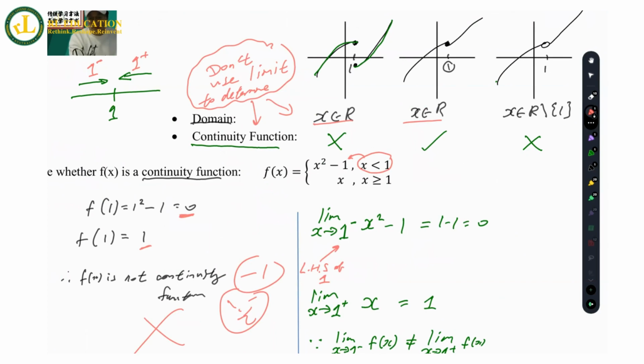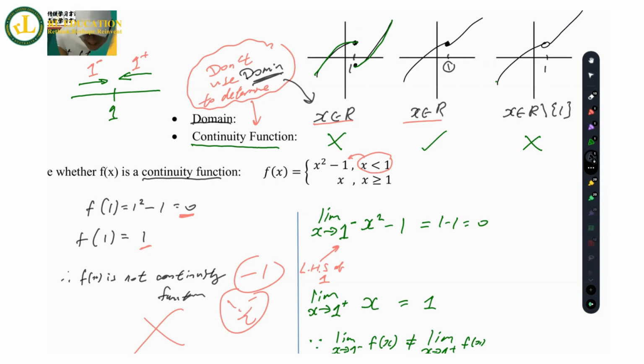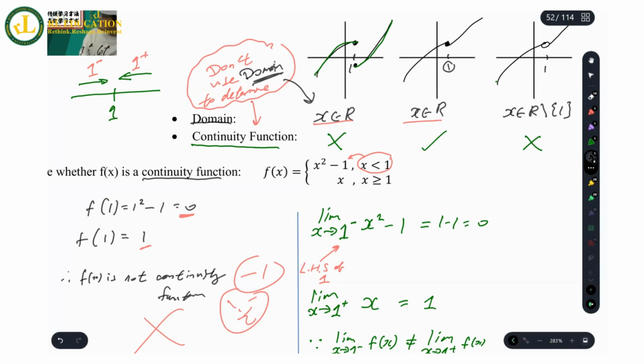What? Come again? You meant to use limit. I meant to use limit, yeah. But you wrote don't use limit. No. Oh, sorry. Don't use domain. Domain. Oh, you're concentrating. Good, appreciate it. I'll go on. Don't use domain to determine.